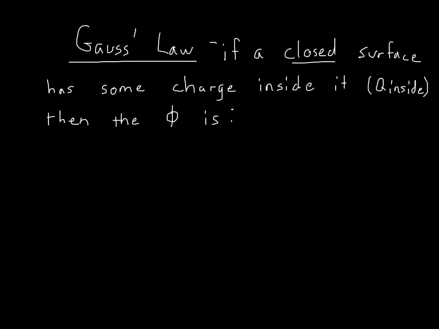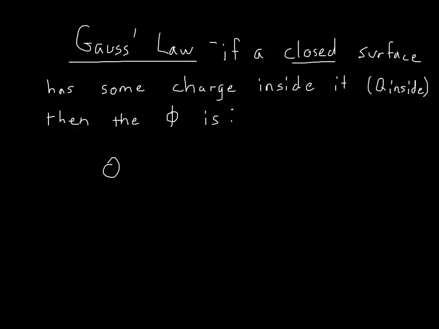So now that we know what electric flux is, we can get to the real goal of this chapter, to learn and understand Gauss's law. And Gauss's law says that if a closed surface, so this is a closed surface that we're working with, has some charge inside of it, some charge called Q inside, then the electric flux has a very specific answer.